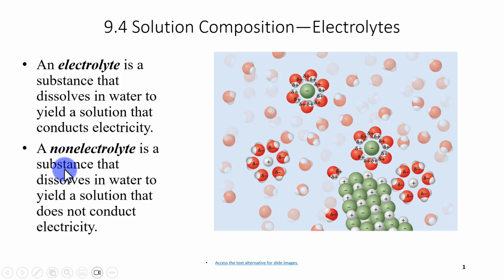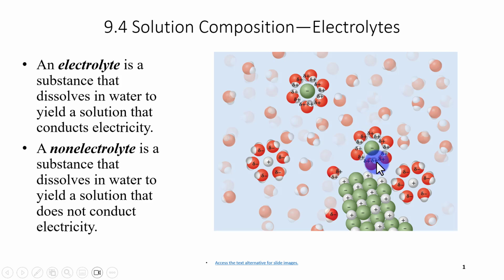Obviously, a non-electrolyte is a substance that dissolves in water, but it doesn't yield a solution that is able to conduct electricity. In this picture over here, in the red and white colors, these are the water molecules, and this is NaCl, salt. When I put NaCl in water, remember that water is a polar molecule. That means it has permanent dipoles and a separation of charge. It's going to have partial positive charges by the hydrogen and a partial negative charge by the oxygen.